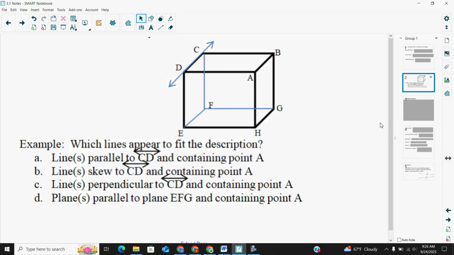We are asked to identify all lines that are parallel to line CD that contain point A. We need all lines that are skew to line CD and contain point A. Lines perpendicular to CD that contain point A. And any plane or planes parallel to plane EFG that contain point A.